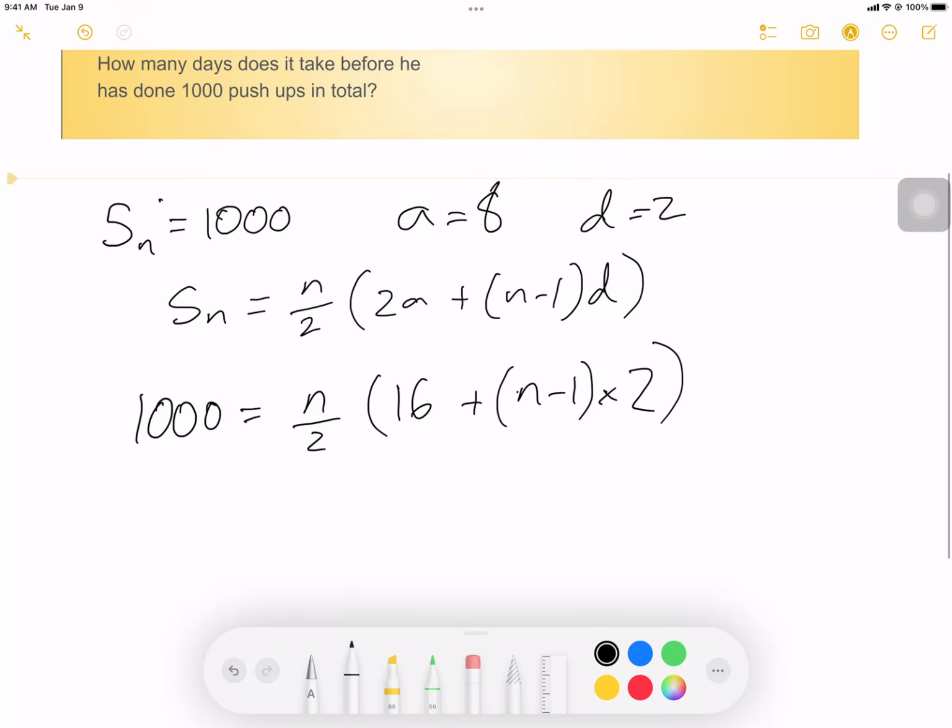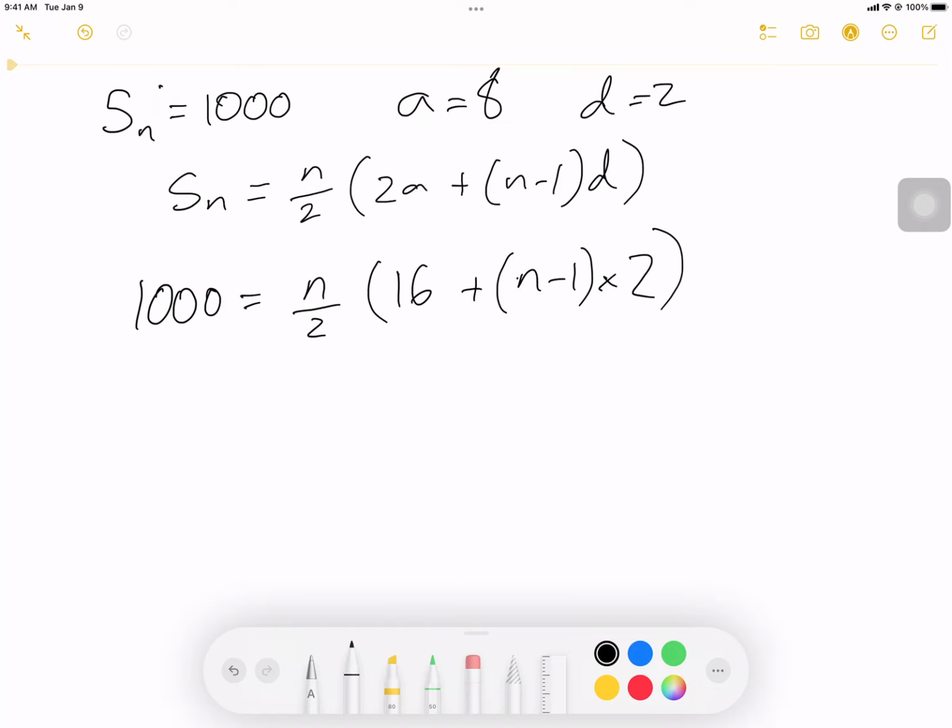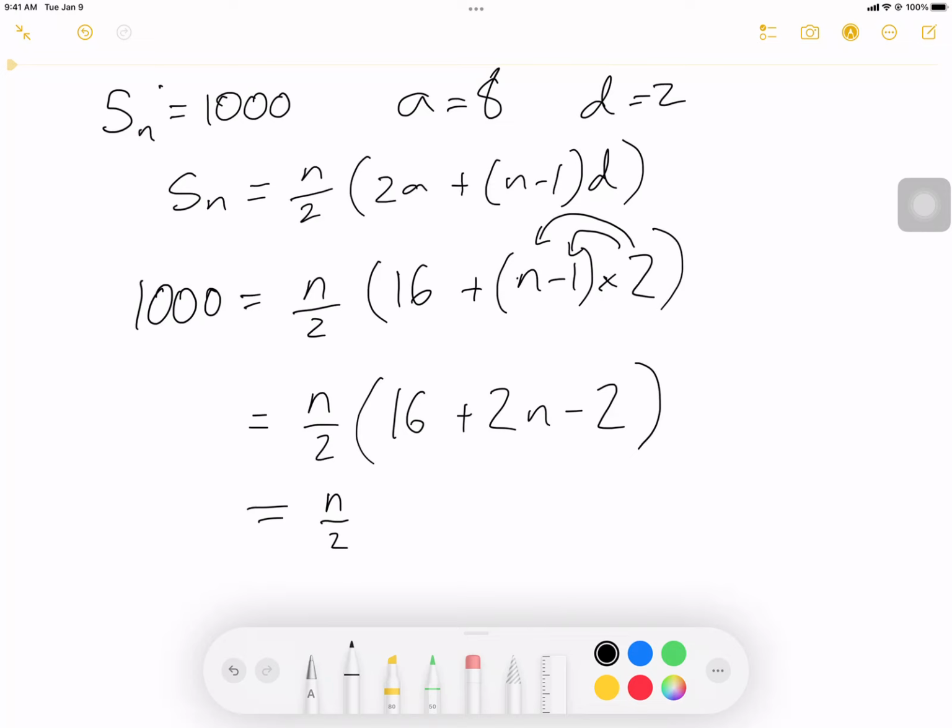So if we want to solve this, we probably want to simplify it down a little bit. I'm going to leave the n over 2 at the front there. I'm going to go 16 plus, now I'm going to multiply the 2 into both of these, so I'm going to have 2 times n minus 2. And then I'm going to have n over 2 equal to 2n plus, okay, 16 minus 2 is 14.